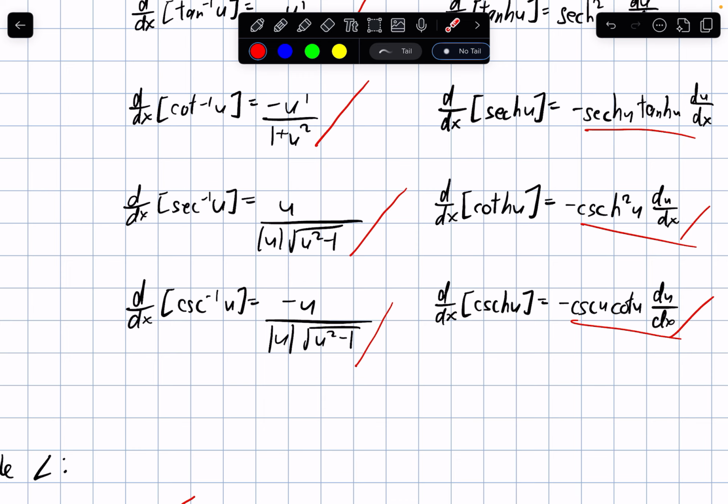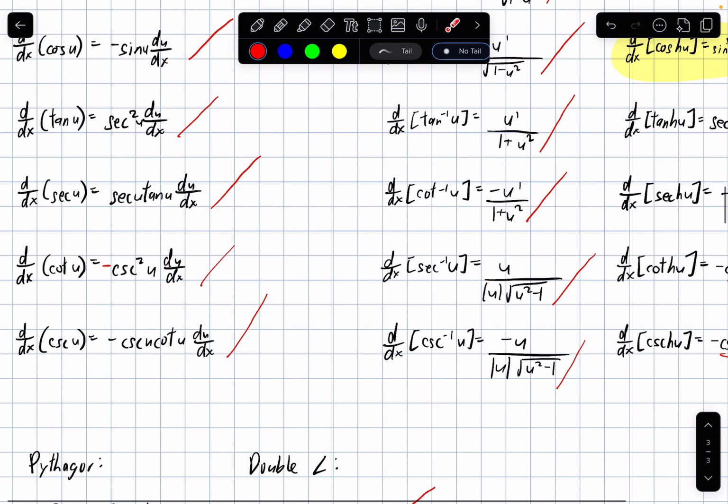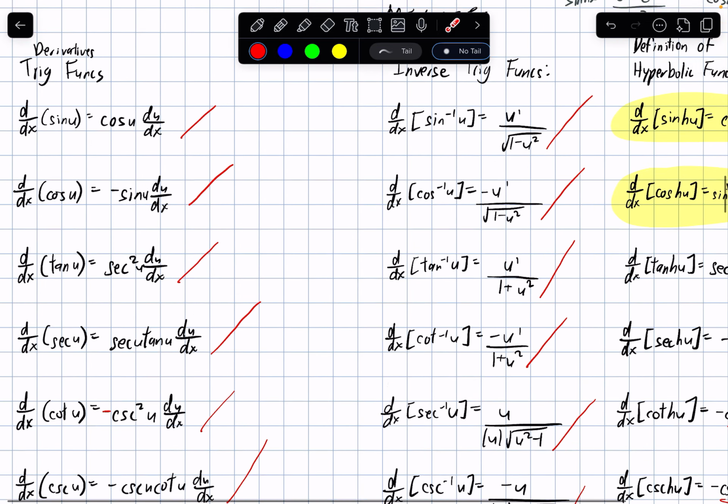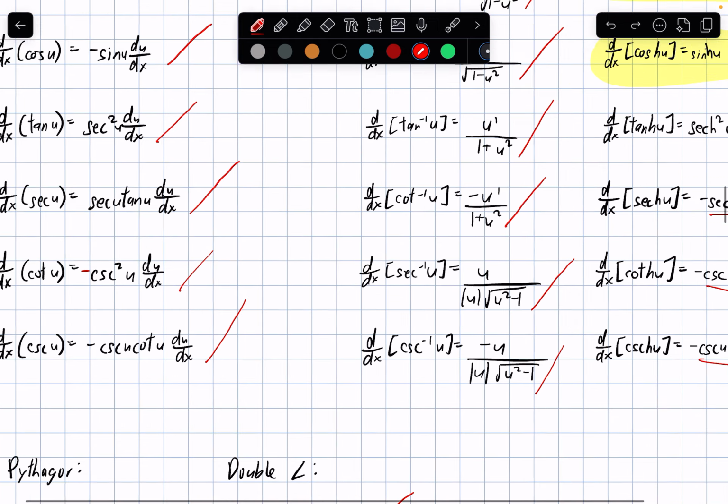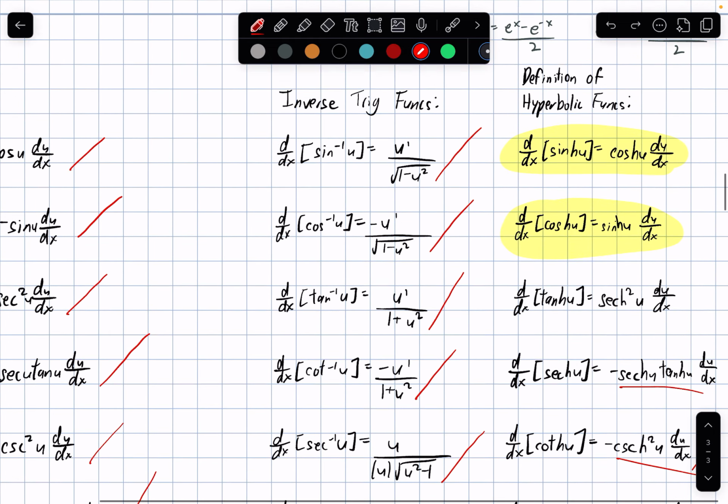So for secant, it's going to be positive. Just like in the case of the derivatives of trig functions, secant was never negative. There was never any negative sign. This is all positive. Where did we get a negative sign? Somewhere where it involved cosecant. Same thing goes here. So if you see CSC raised to negative 1, or basically arc cosecant, you will have a minus sign. Okay?